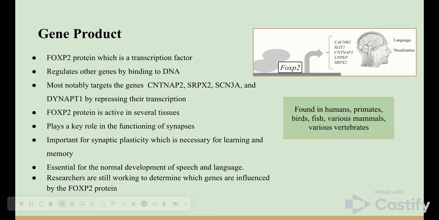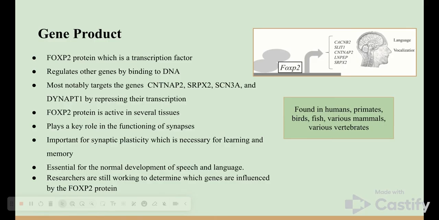So, starting off with some background, the FOXP2 gene appears across a wide range of species. It's found in humans, primates, birds, fish, various mammals, and various vertebrates. Because of this, scientists often study FOXP2 in different organisms to understand how vocal learning and communication systems evolved. Even though humans have a unique and more complex ability for speech, the basic building blocks controlled by FOXP2 appear in many animals. The gene product of the FOXP2 gene is the FOXP2 protein.